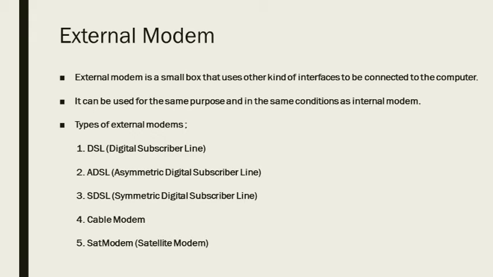So we have the DSL, which is the digital subscriber line modem. Then ADSL, which means asymmetric digital subscriber line modem. Then SDSL, which is the symmetric digital subscriber line. Then cable modems and satellite modems. So these are the different types of external modems. So basically we have different types of modem, especially the internal and external modems.